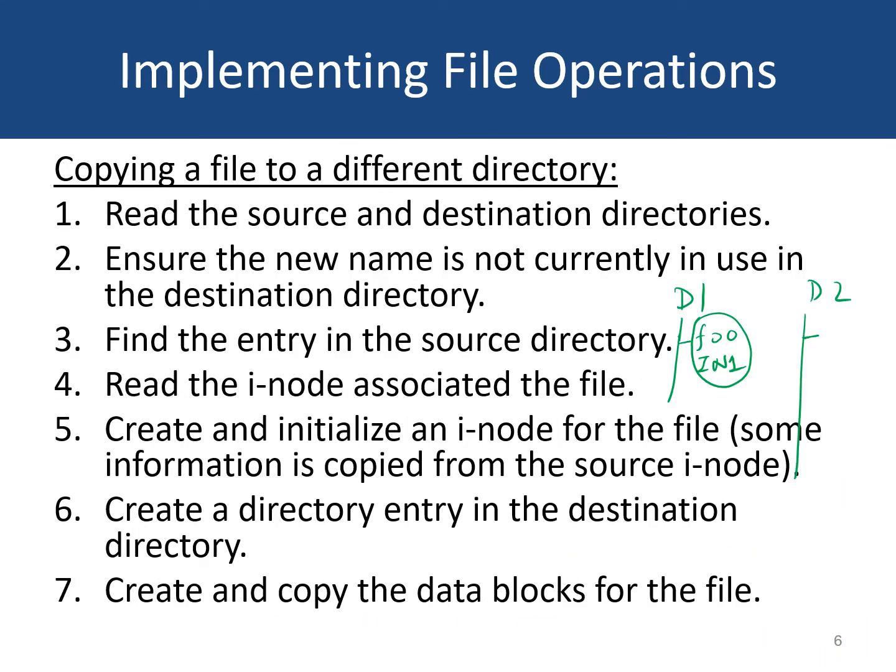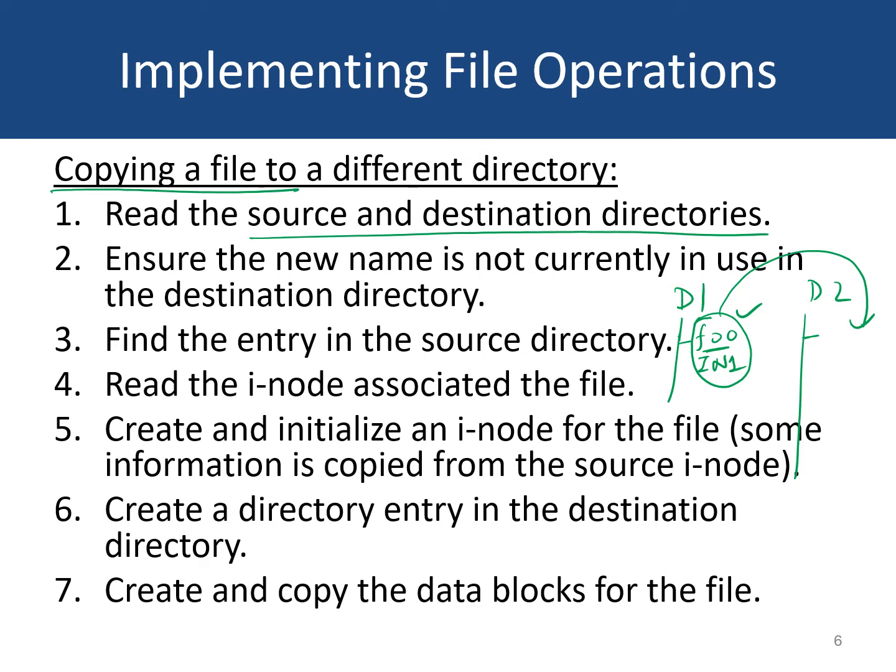Next, let's say we want to copy a file from one directory to the other directory. So let's say we have this file foo inside directory D1, and we want to copy this file to directory D2. So once again, we'll start by reading both the source and the destination directories. Again, we need to ensure that currently there is no file with name foo in directory D2. If not, then we can start the copy process. However, if there is another file with the same name in directory D2, then we may need to prompt the user to ask whether we want to overwrite this file or cancel the copy operation.